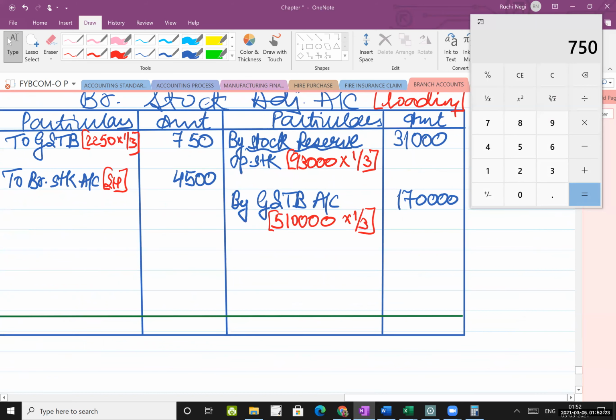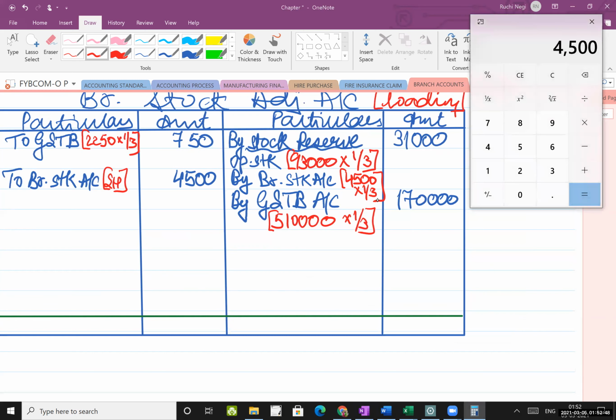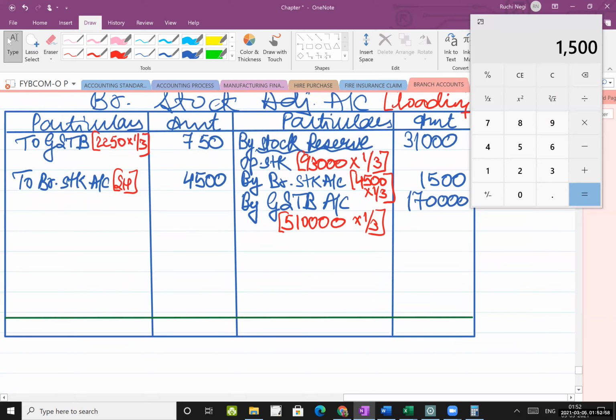Now this shortage's loading we forgot to give, so the loading will be on the opposite side. So please write here by branch stock account. Okay, 4,500 into 1 divided by 3, 1,500. So please write here.